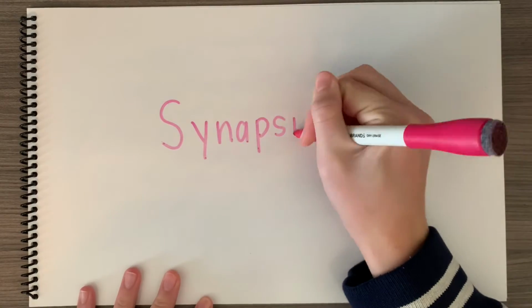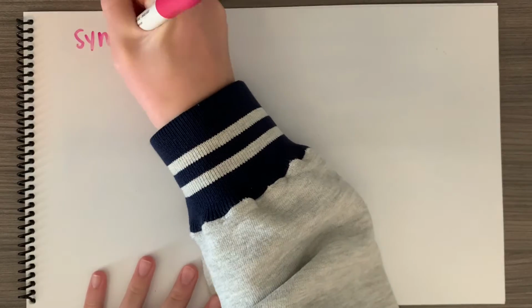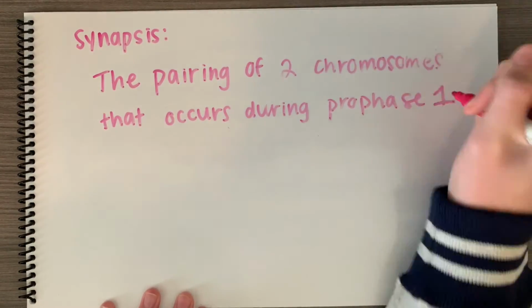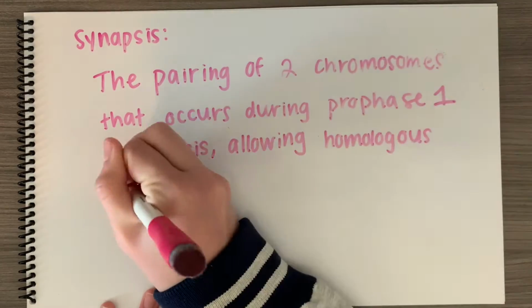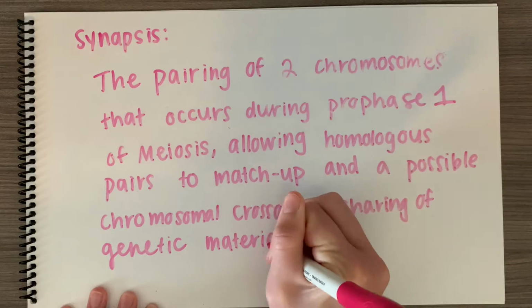This video will be about synapsis of chromosomes during meiosis. Synapsis is defined as the pairing of two chromosomes that occurs during prophase 1 of meiosis, allowing homologous pairs to match up and a possible chromosomal crossover event to occur.